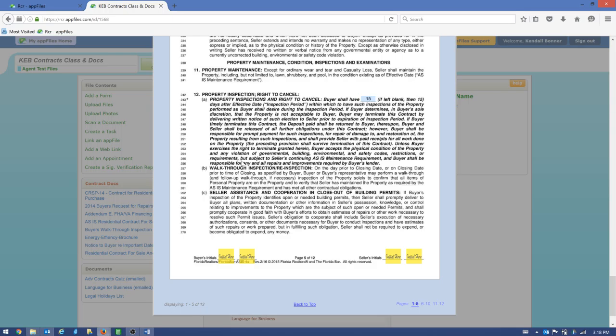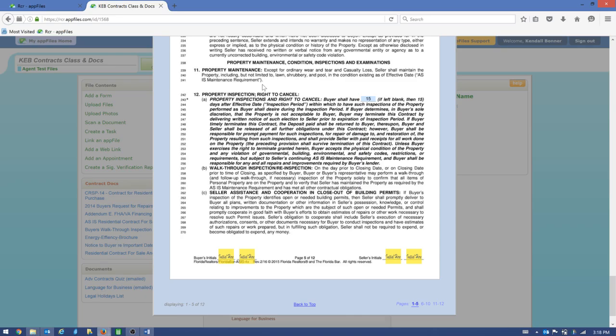So we're going to deal with this and your and. These are two new statements. But subject to seller's continuing as-is maintenance requirement. So let's just deal with that. Do you guys know what the as-is maintenance requirement is? All right, so I'm going to tell you it's super easy and it's right on the same page. Paragraph 11, property maintenance. Except for ordinary wear and tear and casualty loss, seller shall maintain the property, including but not limited to lawn, shrubbery, and pool in the condition existing as of the effective date. That's the as-is maintenance requirement.